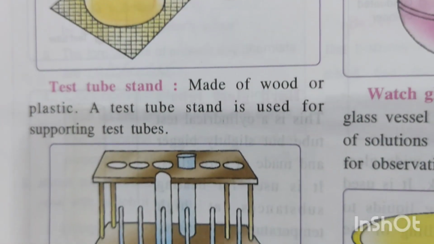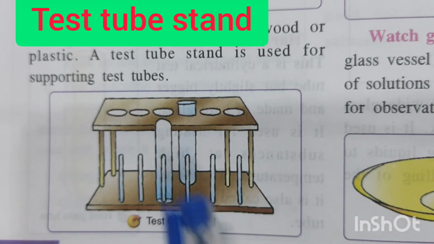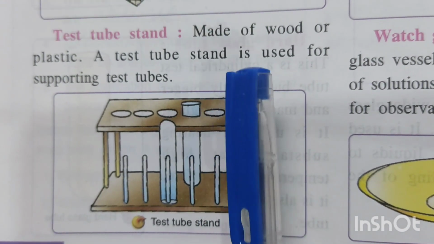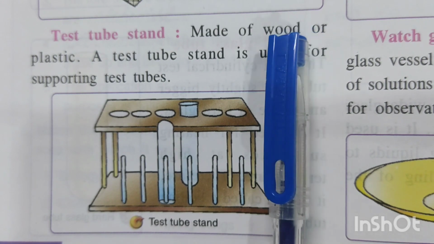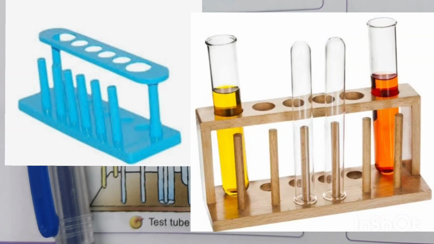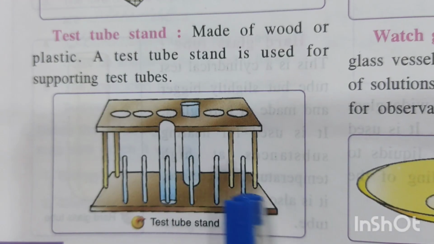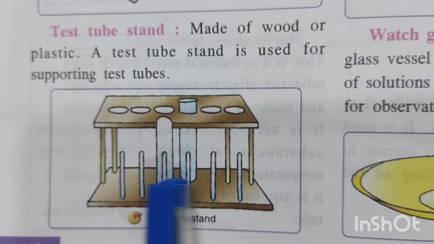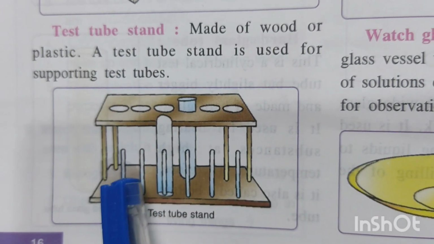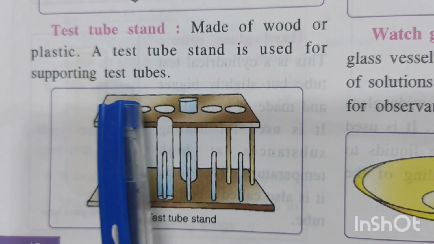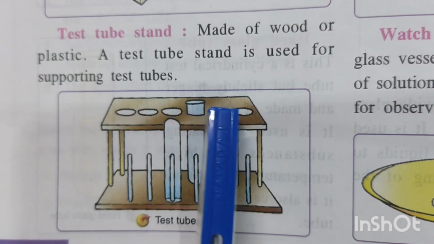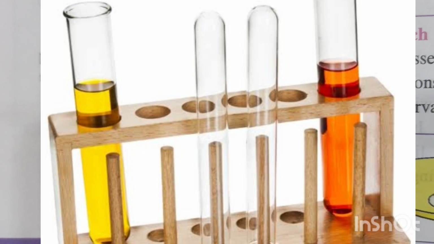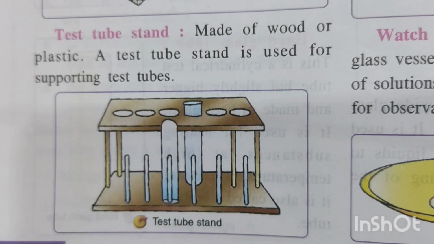Next we come to test tube stand, children. Look at the picture of test tube stand. Now this test tube stand can be made up of wood also, it can be made up of plastic also. Now when we wash the test tubes, we generally put them on these pegs so that they can dry out, and when we are doing certain experiments, we put the test tubes over here with the acids or with whatever substances they are mixed, so that we can observe what is happening inside the test tube.